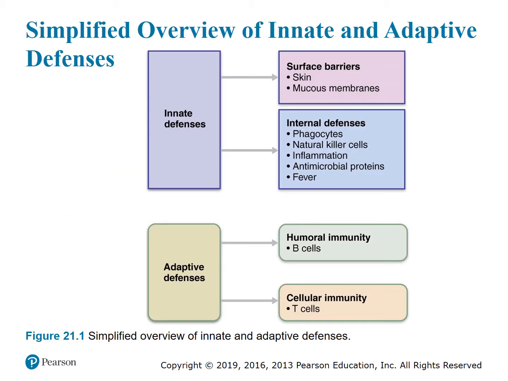Figure 21.1 is a simplified overview of innate and adaptive defenses. So the innate defenses, we have the surface barriers, that's the first line of defense, that's the skin and mucous membranes, and the internal defenses, that's the second line of defense. There's phagocytic cells, natural killer cells, the inflammatory response, antimicrobial proteins, and fever. In the adaptive defenses, there's the B cells and T cells. B cells are humoral immunity, whereas cellular immunity is the T cells.